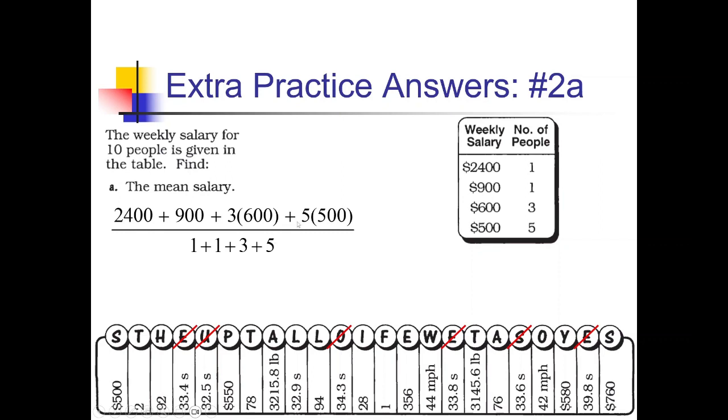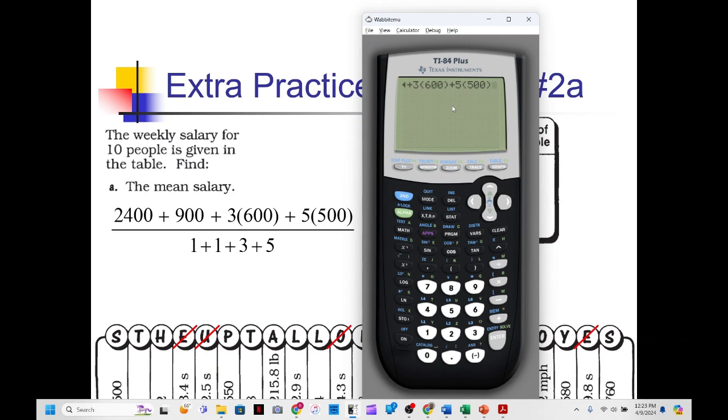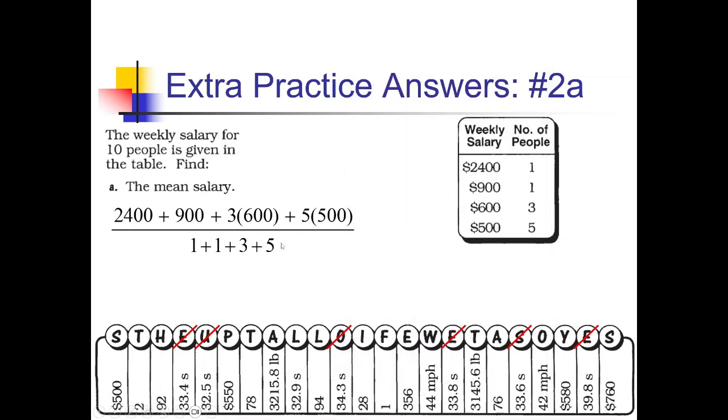So now I'm going to go on the calculator and add all this stuff in the numerator. So here I am on the calculator. I've added all that numerator stuff together, getting me $7,600 total dollars made by all 10 people. And again, there was 10 of them. Dividing that by 10, I don't need the calculator for that. That's just $760, which is all the way over here, so we'll cross off the S.